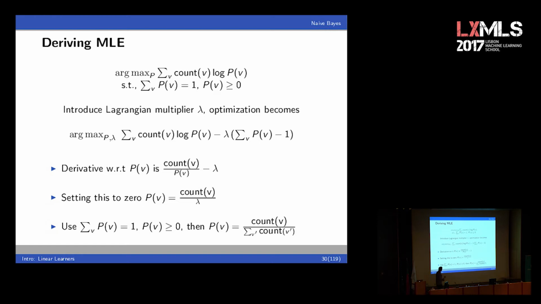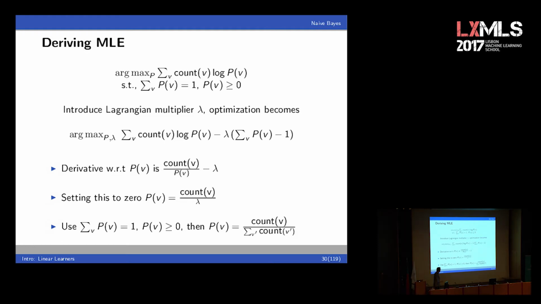So the derivative of this Lagrangian with respect to p is count divided by p minus lambda. Can you see that? The derivative of log p is 1 over p. This is where this comes from. And the derivative of the constraint term is 1, so we have lambda times 1. Then we set this derivative to 0 because we want to find the point where the derivative is 0. This is where the global minimum lies.